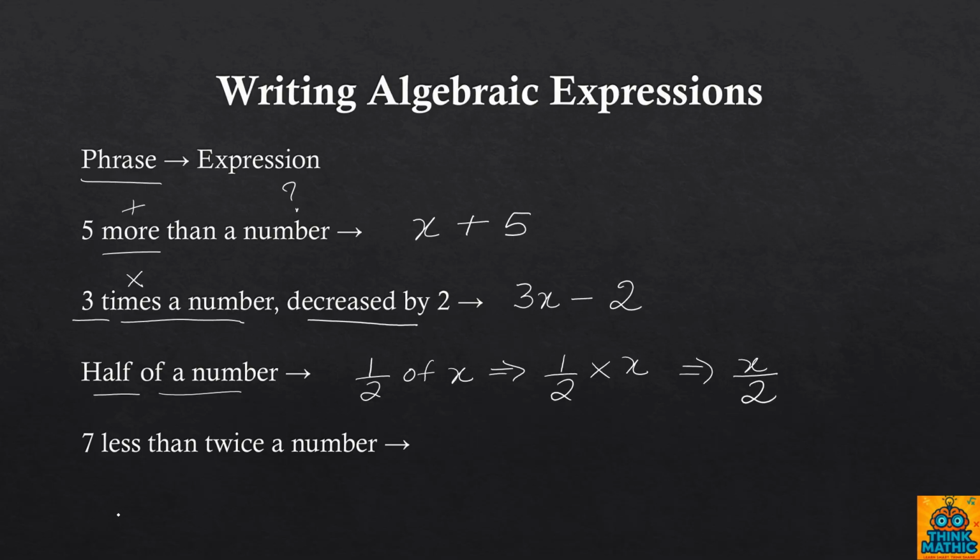Now let's understand the last phrase. 7 less than twice a number means here we need to subtract 7 from twice a number. Twice means it is 2 times a number. Here again the number is unknown, so it is going to be 2x minus 7. I hope writing the expression from the phrase is clear to you. You just need to understand the phrase and then accordingly write the expressions.